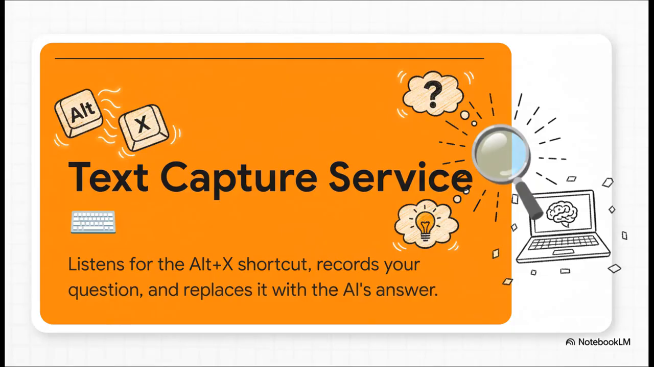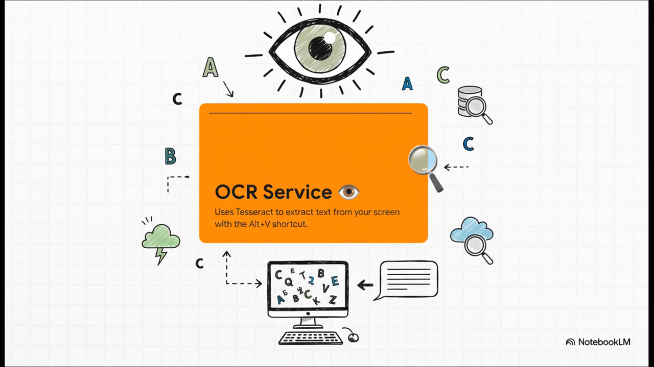Okay, next up is the text capture service. And honestly, this is the part that feels like pure magic. It's a service that's just listening for one keyboard shortcut, Alt-X. When you press it, you're basically telling the system, hey, I'm about to ask you something. And then it actually replaces your question with the answer, right inside whatever app you're using. And if that wasn't cool enough, there's also an OCR service.